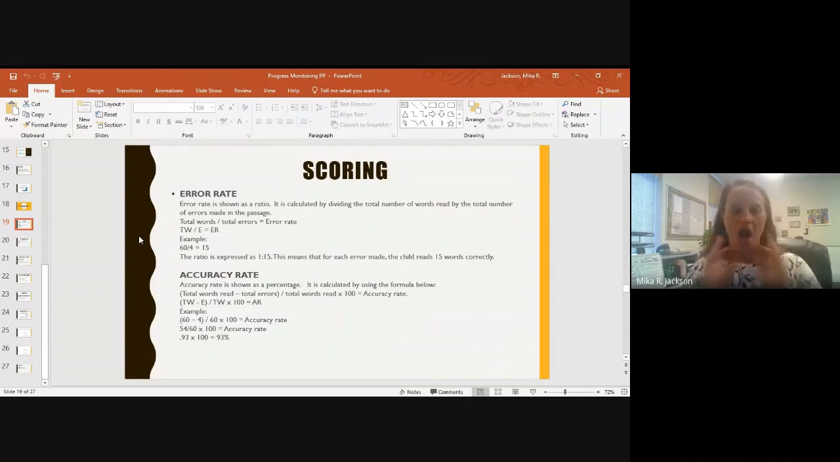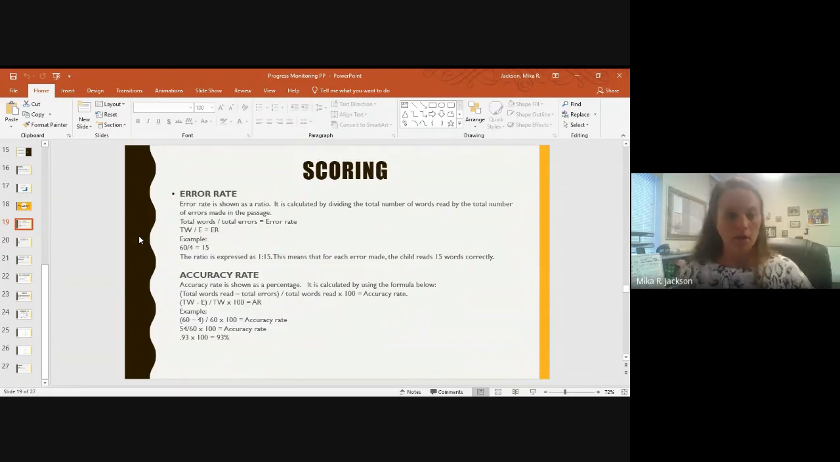Okay. All right. So you have your error rate. You want to take 60 divided by 4, because that's how many errors we have. So you come up with 15 as your answer. That ratio is expressed as: for every one mistake, they're getting 15 words correct. So that is your error rate, 1 of every 15 words.